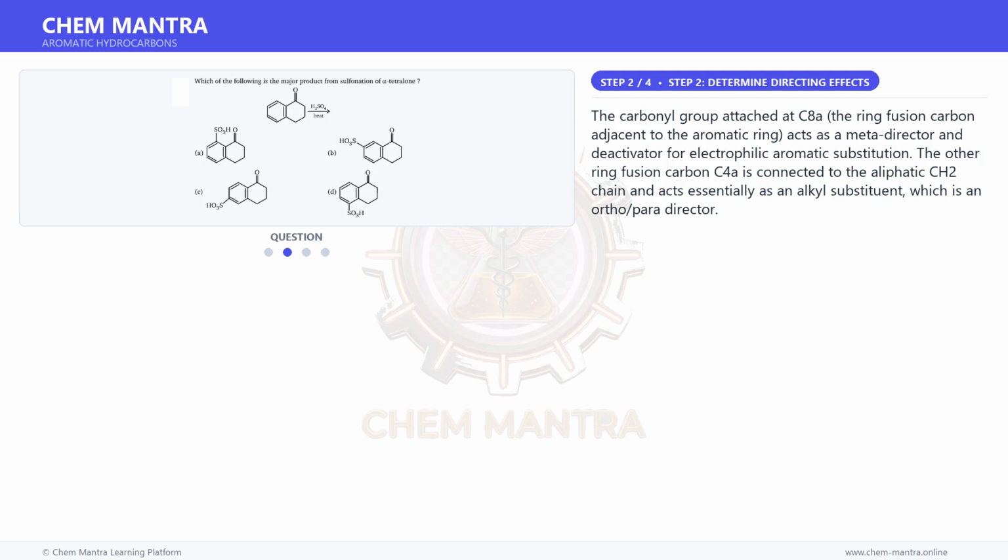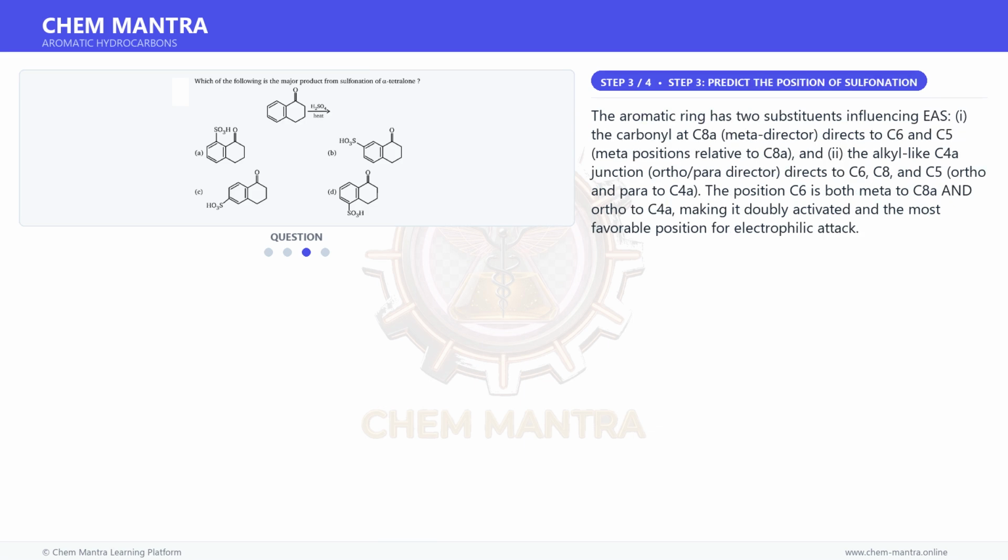The carbonyl group attached at C8A, the ring fusion carbon adjacent to the aromatic ring, acts as a meta-director and deactivator for electrophilic aromatic substitution. The other ring fusion carbon C4A is connected to the aliphatic CH2 chain and acts essentially as an alkyl substituent, which is an ortho-para director. Moving on to the next step.